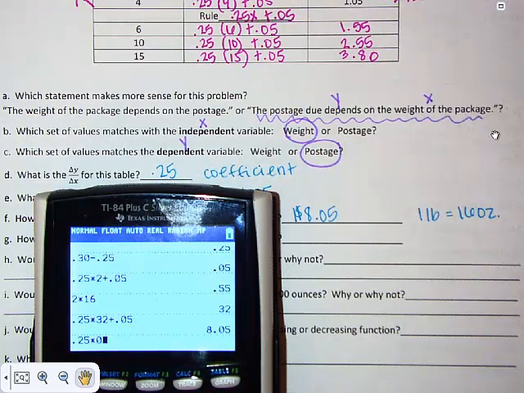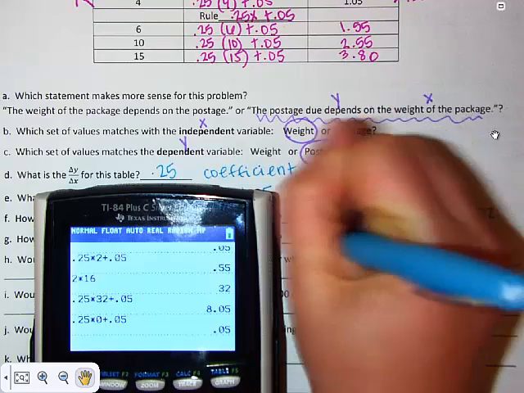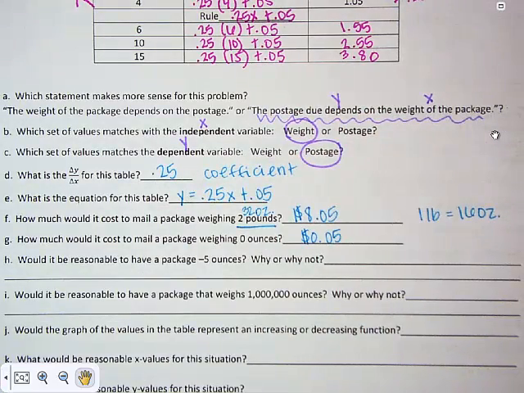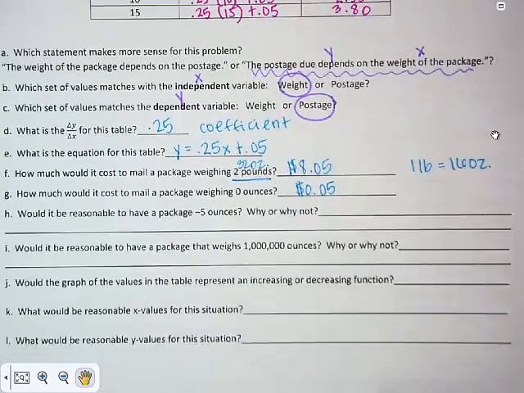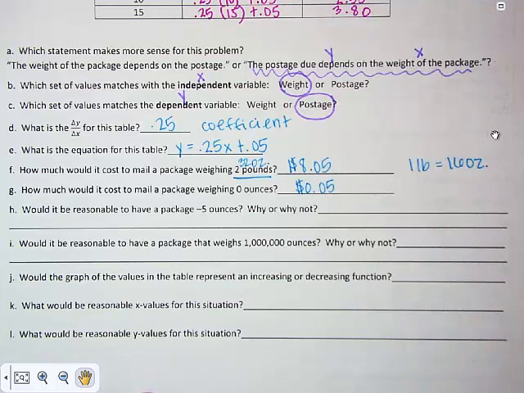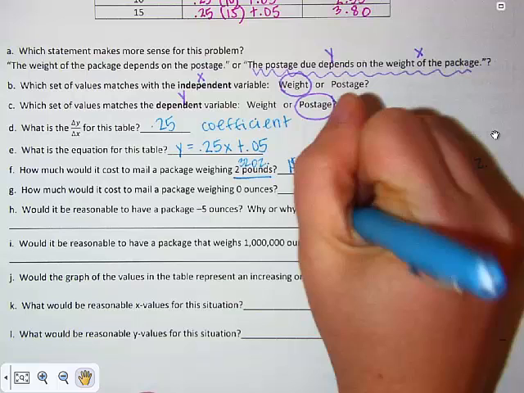0.25 times 0 plus 0.05 is going to be 0.05. So we're going to pay 5 cents. Would it be reasonable to have a package that weighs -5 ounces? Why or why not? Well, hopefully you would say that this is not reasonable.